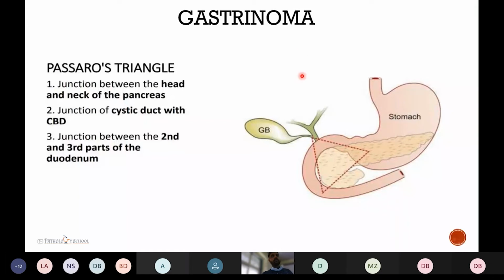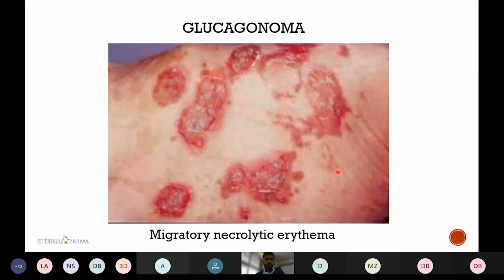So this is the clue in the history basically. This triangle is Passaro's triangle, which is seen in gastrinoma. It is formed by the junction between the head and neck of the pancreas, between the cystic duct and the common bile duct, and the third point is the second and third parts of the duodenum. It forms a triangle, which is again a clue in the history showing that it is a gastrinoma. Glucagonoma shows this migratory necrolytic erythema.